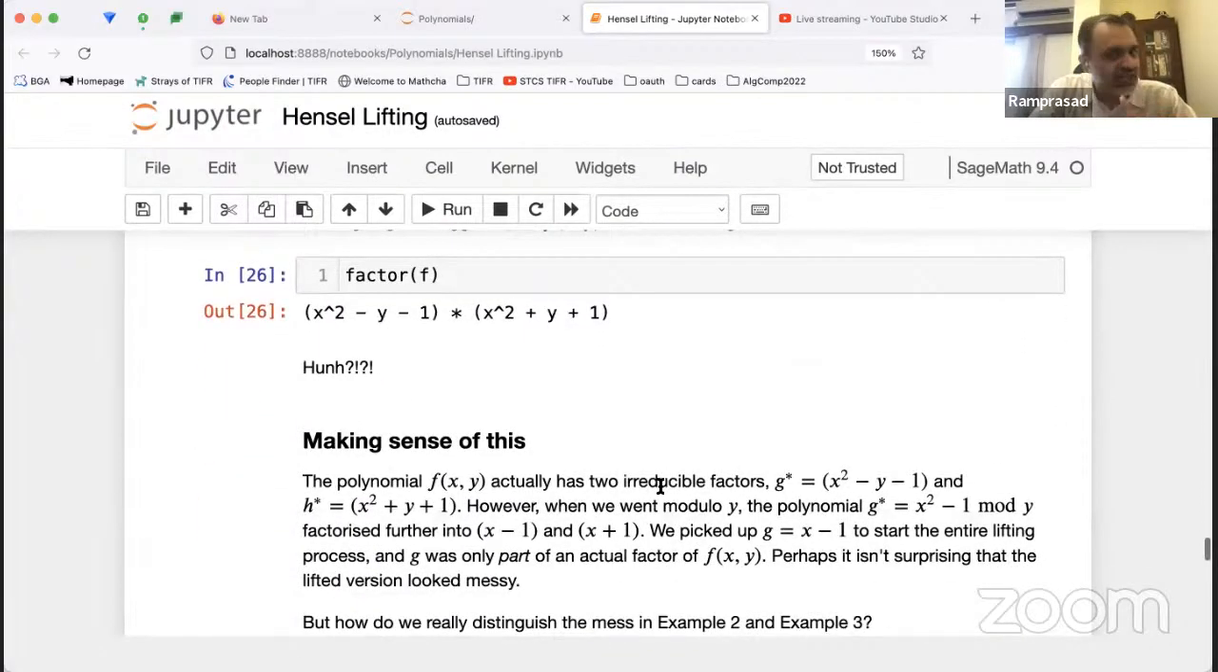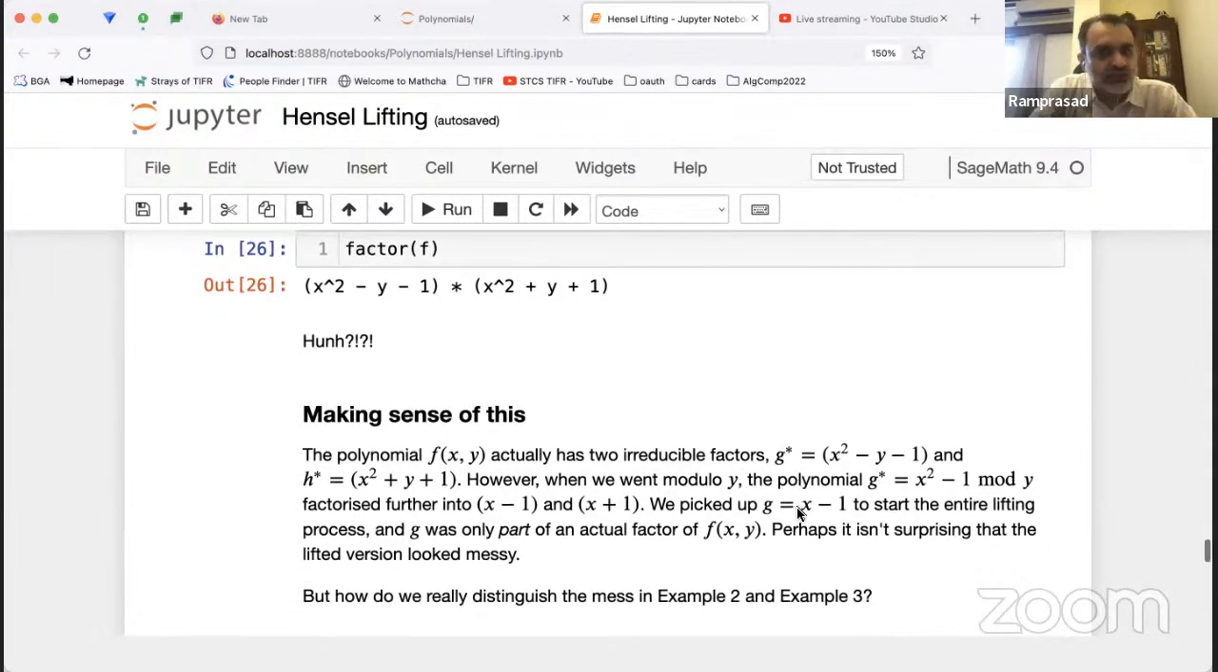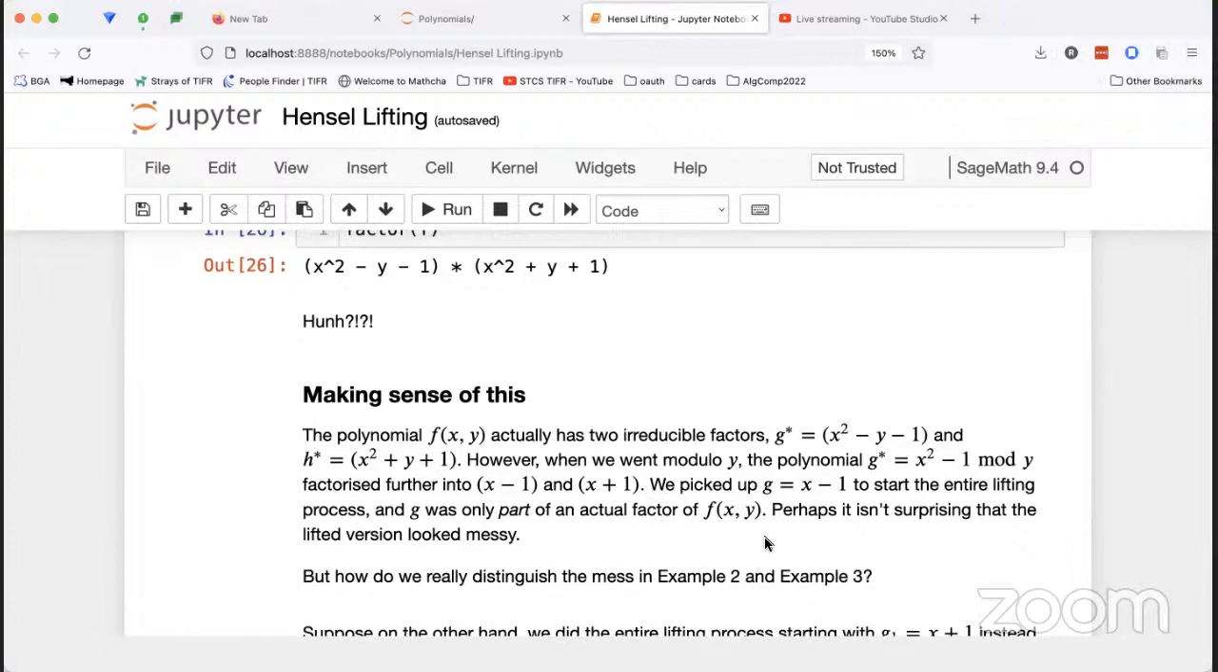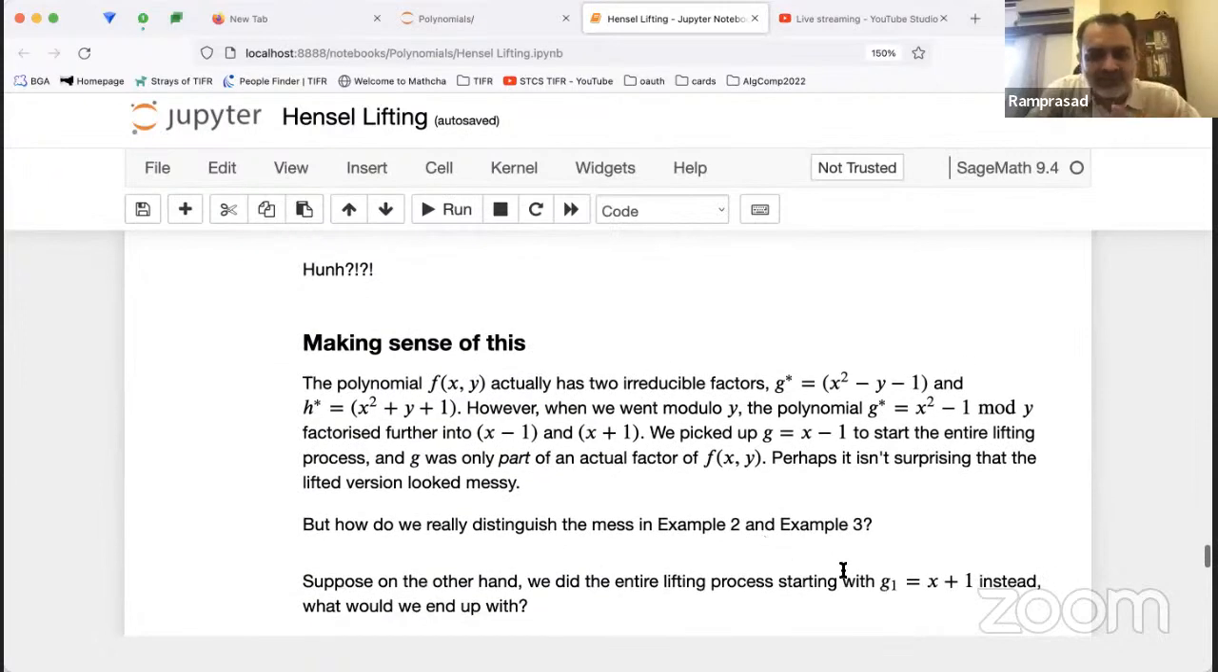So f of x comma y actually had two irreducible factors, x squared minus y minus 1 and x squared plus y plus 1. But it's just that this g star split further as x minus 1 and x plus 1 when you went mod y, and we chose only a part of it. So in some sense, it's not surprising that it looks messy, because it didn't really correspond to a full factor. You chose some partial component of it. But here is the cool part. Suppose you started off with, instead of x minus 1, which is what we did in the above example, suppose I worked with x plus 1 and did this entire process. What would I end up with?